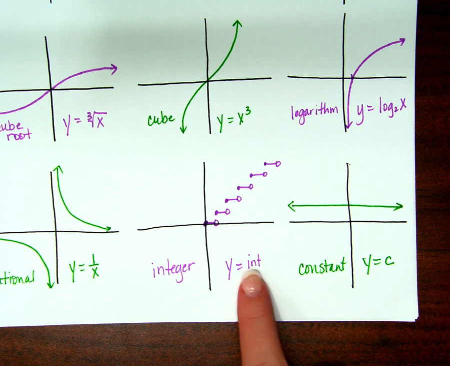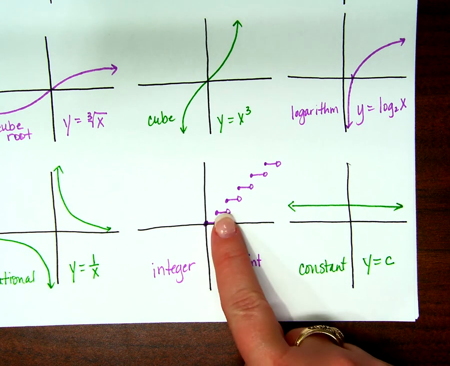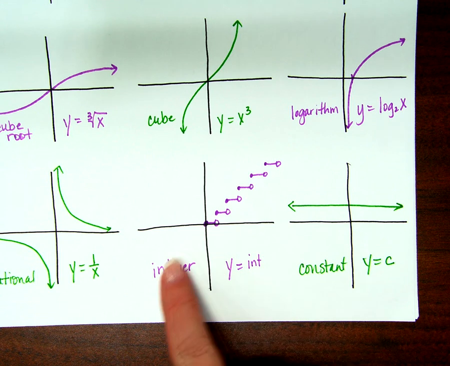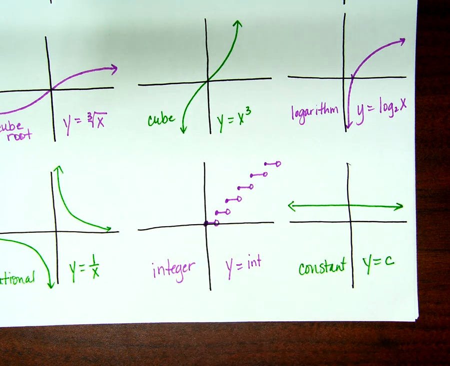Okay? In this one, y equals every integer, right? 0, 1, 2, 3, 4, 5. And it could even go the other way. I just didn't want to draw any negatives. Okay?